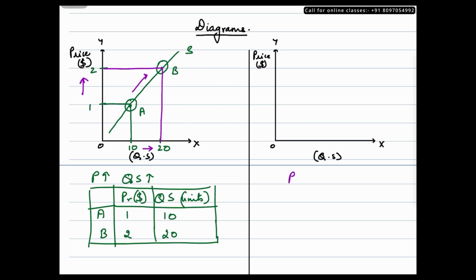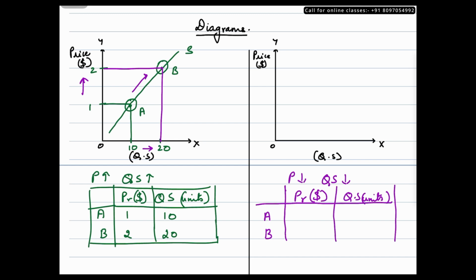So contraction is when the price of the commodity falls, quantity supplied would also fall, ceteris paribus. Let's draw up a small schedule again. So we have price in terms of dollars, quantity supplied in terms of units, and we'll give them names A and B. Let me just draw the lines to differentiate a bit. Alright, so what does the scenario say? Price has to fall. So let's take the same table but reverse it. So when price is 2, quantity is 20 units, and when price is $1, quantity is 10 units.